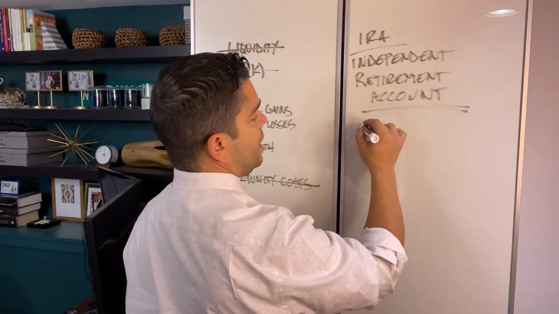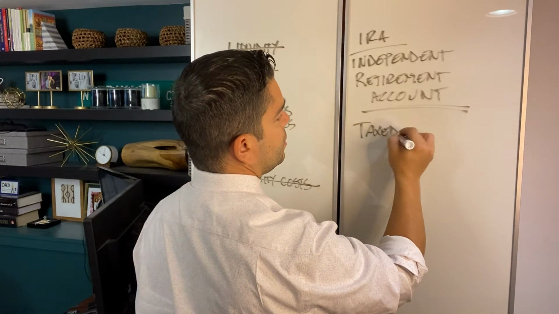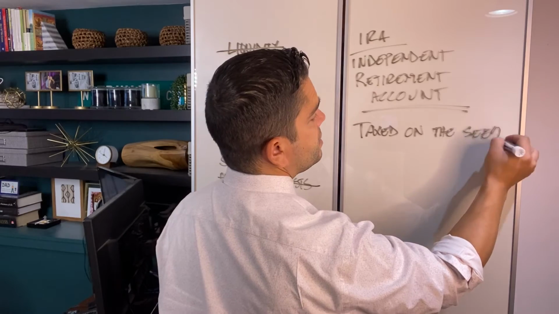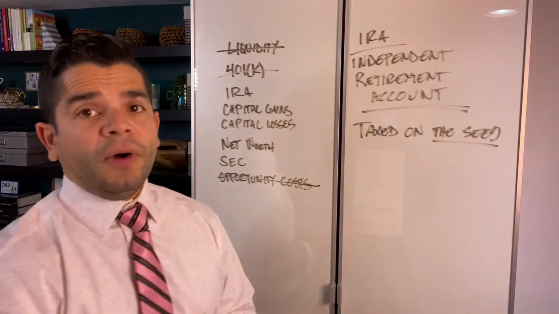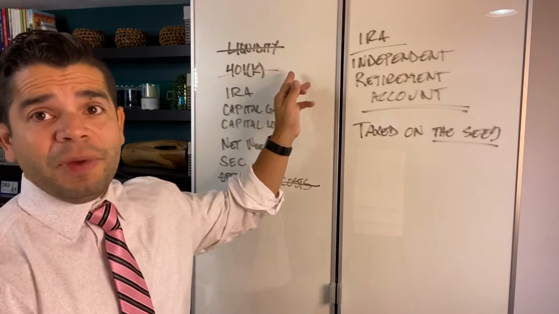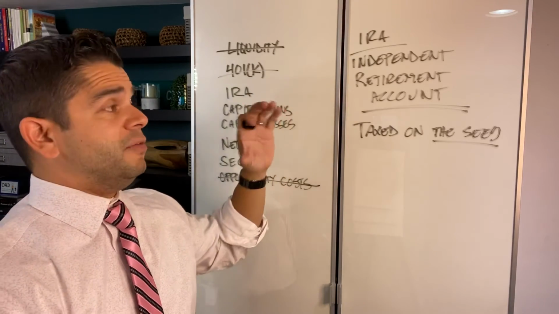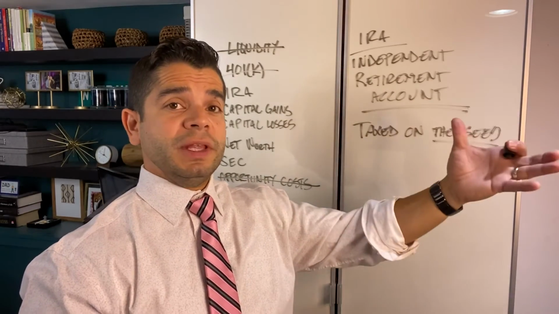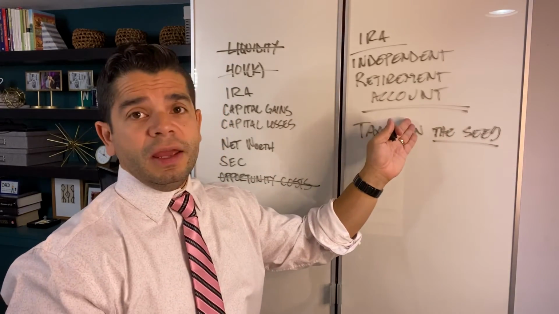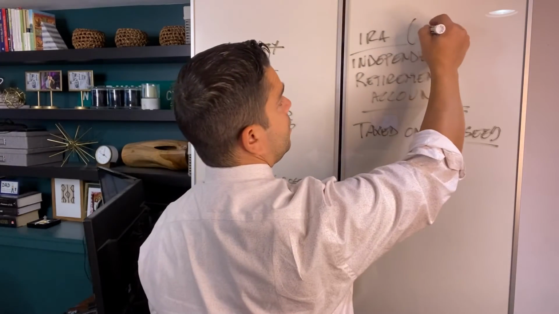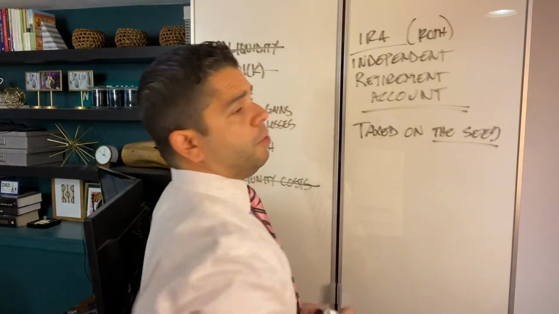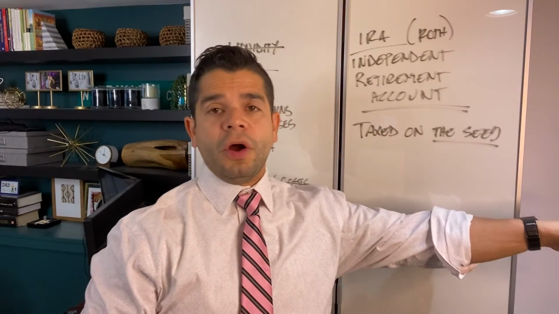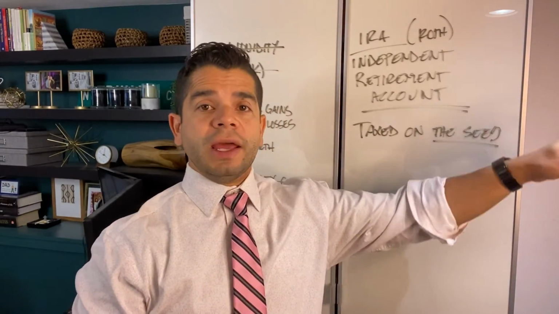I want you to think of this as being taxed on the seed. In the 401k example, you're not paying taxes when the money's going in. So it's a benefit that you can put bigger chunks of money in and it's going to compound and grow faster, which is really exciting. On the IRA or the Roth IRA, you're putting in money that you've already paid taxes on. So you can't get taxed again when you withdraw your money. When it grows into a tree, you're not going to get taxed again.